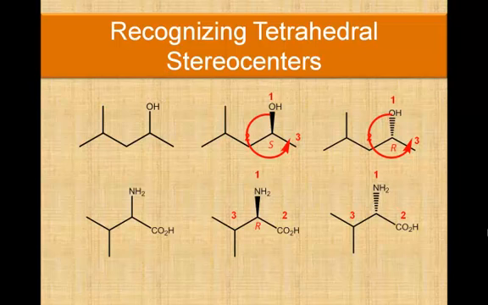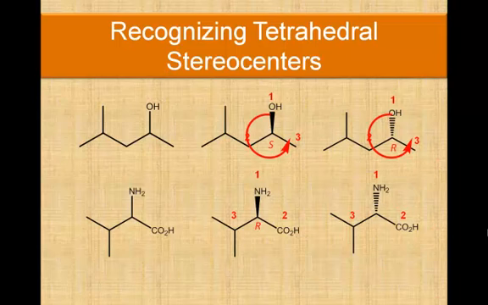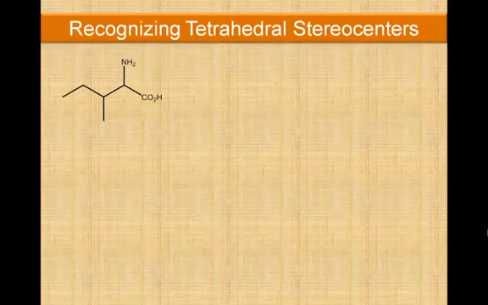My path from high to low is going in the clockwise direction in this isomer, but note that I'm looking at the stereocenter from the wrong direction. The lowest priority group, the hydrogen, is coming towards me. How about this molecule here?